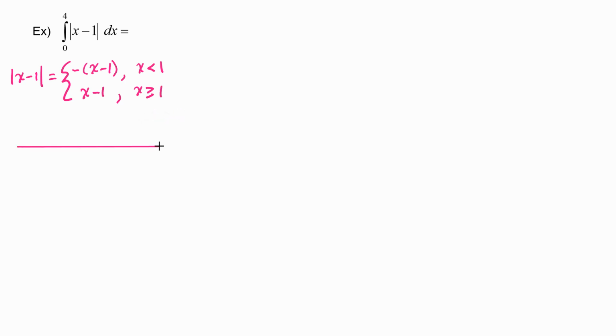We can think of this on a number line. We know it switches over at 1, and prior to 1, it's going to be the opposite of x minus 1, or we can think of it as negative x plus 1 if we distribute that negative. And to the right of 1, it's going to be x minus 1.